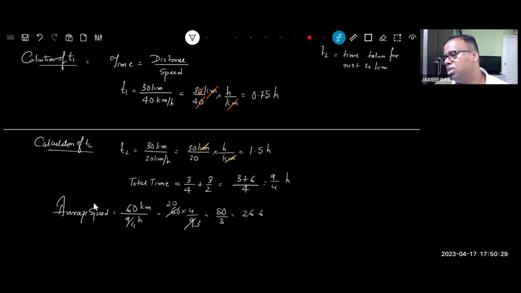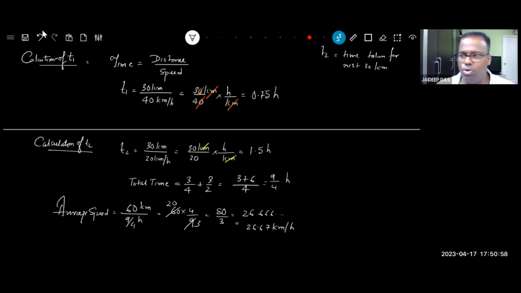So 26.66, it will be recurring. Okay, since we are doing physics problem, it is 666 and it goes on. So you can write this as 26.67 kilometers per hour. Did you understand the 6-7 part? If the third digit is 5 or more than 5, you increment the digit before it by 1. So it becomes 26.67.